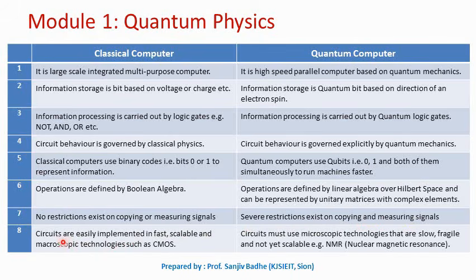In a classical computer, circuits are easily implemented in fast, scalable and macroscopic technologies such as CMOS. Quantum computer circuits must use microscopic techniques that are slow, fragile and not yet scalable. Example, NMR, nuclear magnetic resonance technique. So, these are some of the differentiating points between classical computer and quantum computer.